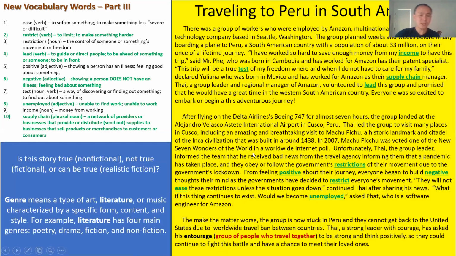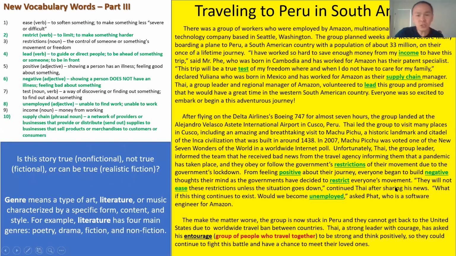Now, let's see if you can understand these literary questions. After you read a story, you want to know if you understand the story. So, is this story true? When something is true, we say non-fictional. Or is the story not true? When it's not true, we say fictional. Or can this story be true? When something can be true, we say realistic fiction.